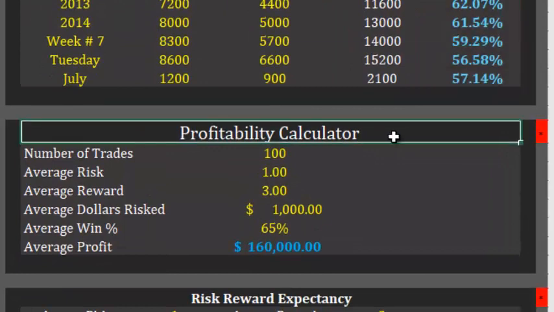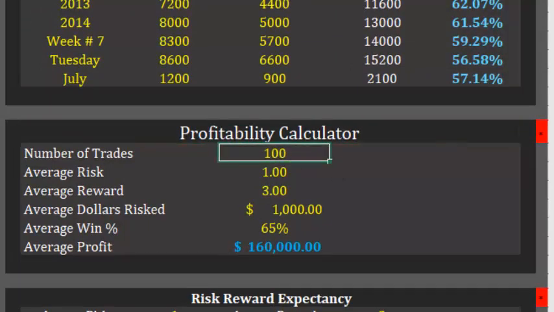The profitability calculator, you put in the number of trades you've made. Perhaps you've made a series of trades. It could be 20. In this example, it's 100. And on average, you risk 1 and you make a reward of 3. If the average dollar amount that you risk is $1,000 per trade, that would mean that on average you risk 1,000 and you make 3,000. Well, if you know what your win rate is, and you should from up here, maybe you win 65% of the time, that will give you an average profit of $160,000 over 100 trades.